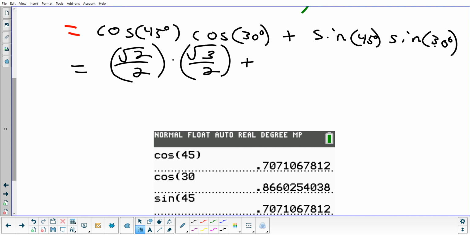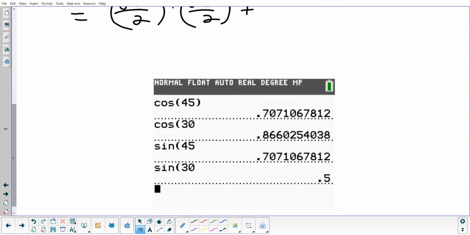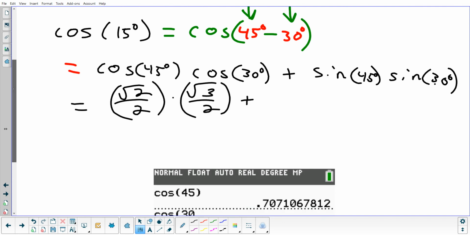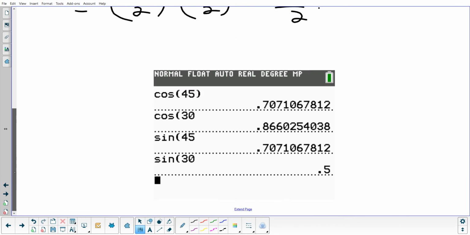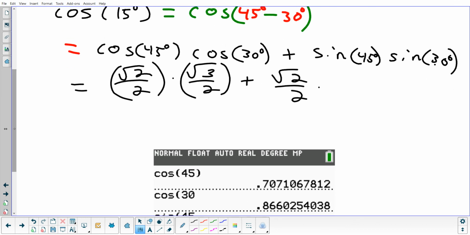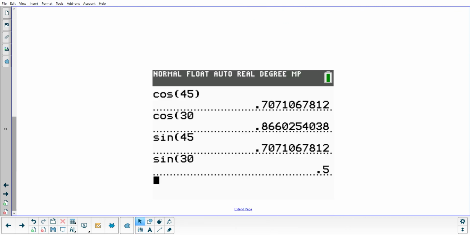Plus, what's the sine of 45? Square root of 2 over 2 again. Times the sine of 30. Well, this is 0.5. We'll write it as 1/2. Okay, now for the final answer, we just multiply this and add it up.